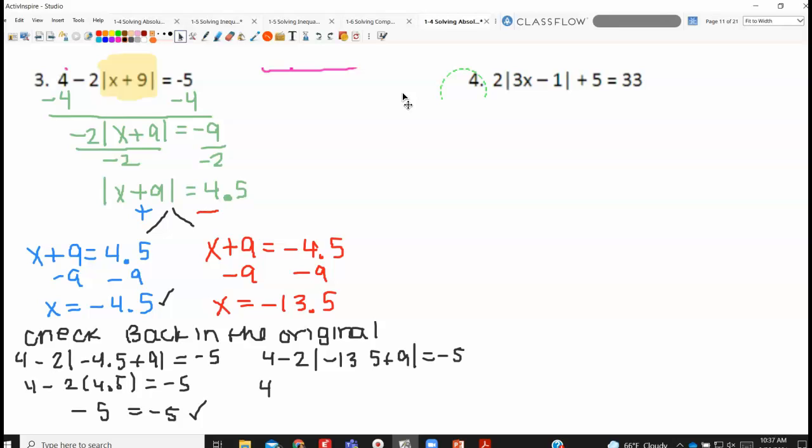And on the left, you have 4 minus 2. Negative 13.5 plus 9 is negative 4.5, but the absolute value makes it a positive. And we end up with negative 5 equals negative 5 once again. I promise they do eventually fail. But again, we're still working on isolating and solving.